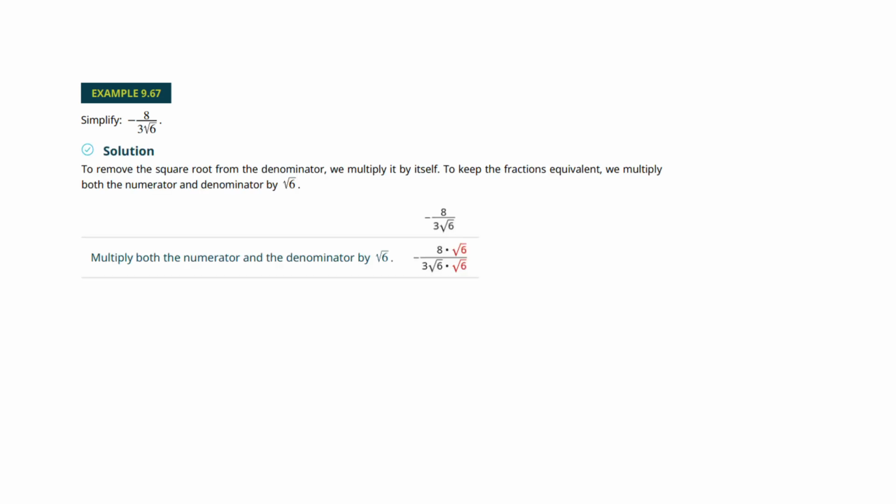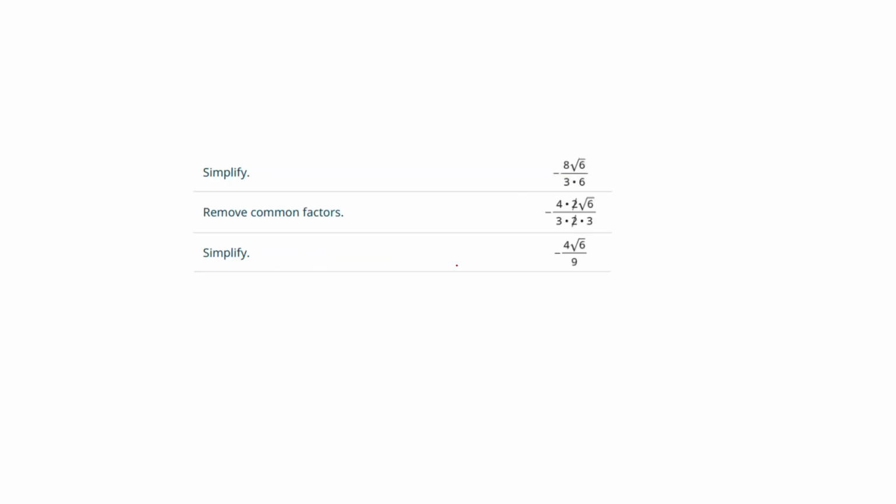Now it gets a little more complicated here, but the premise is the same. The issue is the square root of 6. So I'm just going to multiply the top and the bottom by that square root of 6.